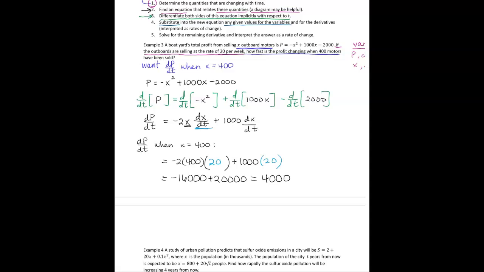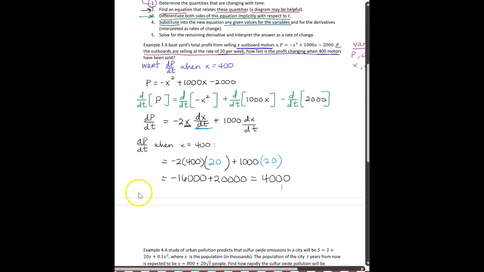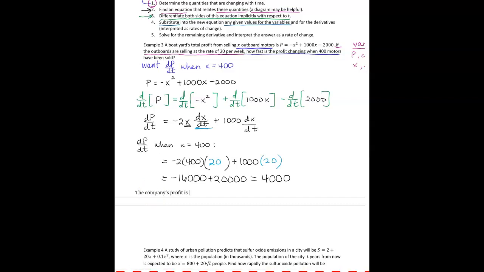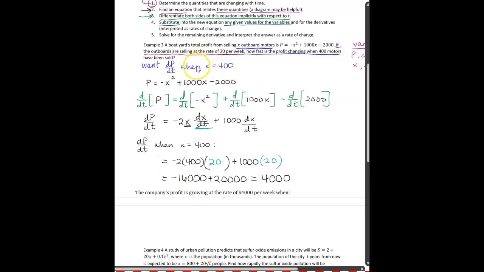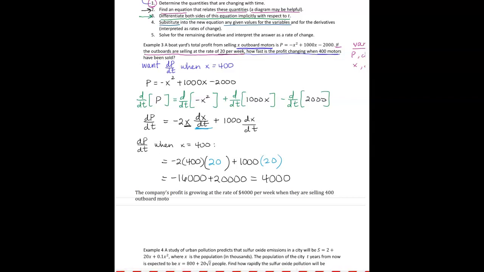So what does this tell us? Interpreting this, we found the rate of change of the profit. That tells us that the company's profit is growing at the rate of $4,000 with respect to time. Time is measured in weeks in this problem, so $4,000 per week when x was equal to 400, so when they are selling 400 outboard motors.